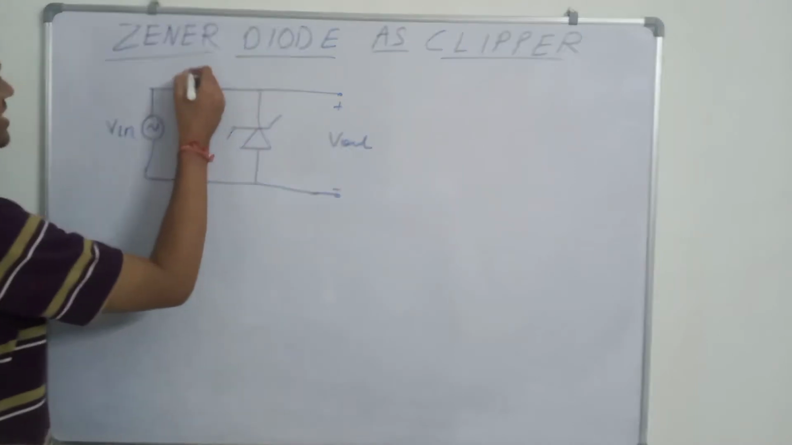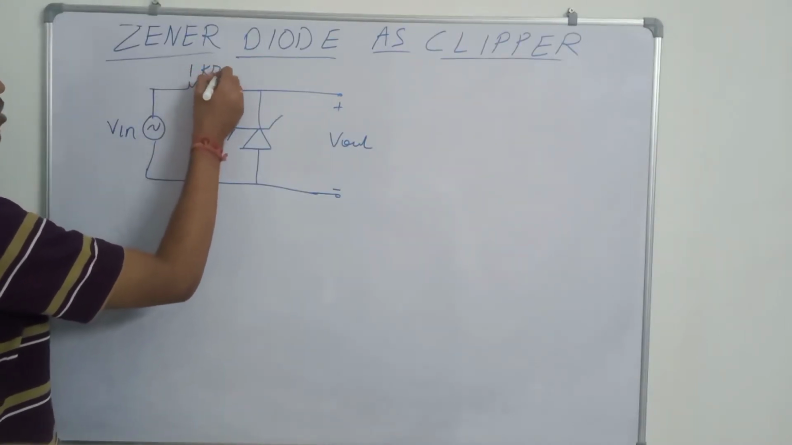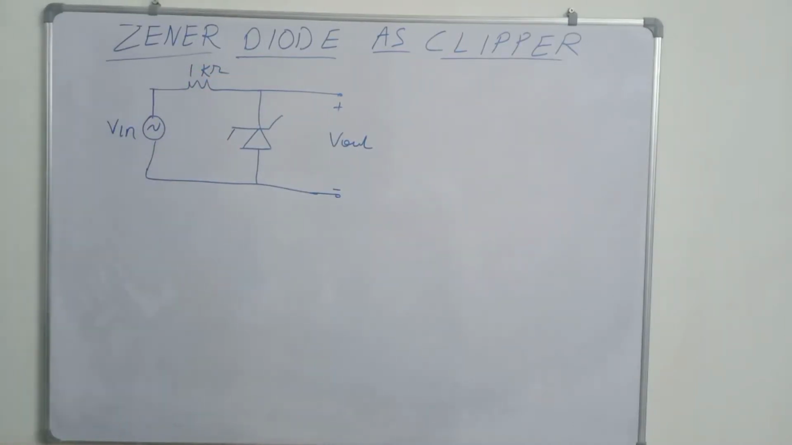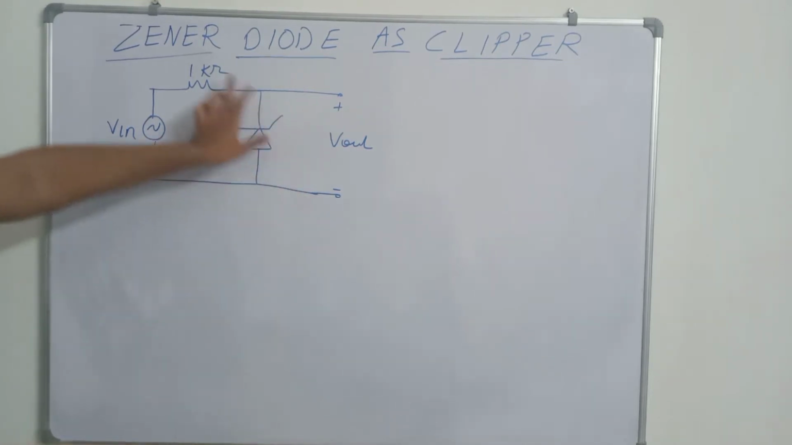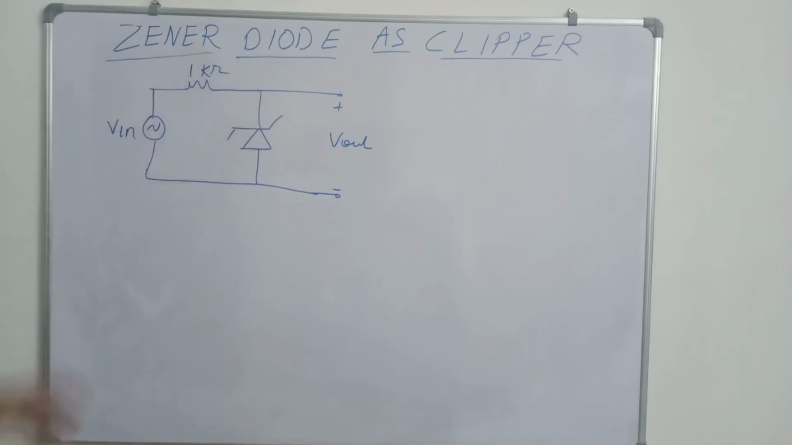This is a resistance, we can take it as 1 kilo ohm or 2 kilo ohm or whatever. This resistance does not matter, the resistance only matters when it comes in shunt. If the resistance was here, then we would worry about its value. Here we don't need to worry about its value, it can be anything. Okay, so this is the circuit of Zener diode as clipper.